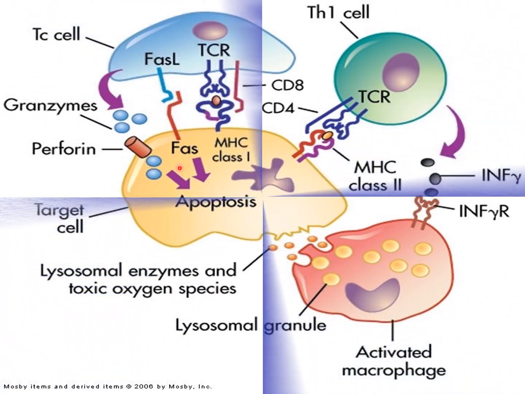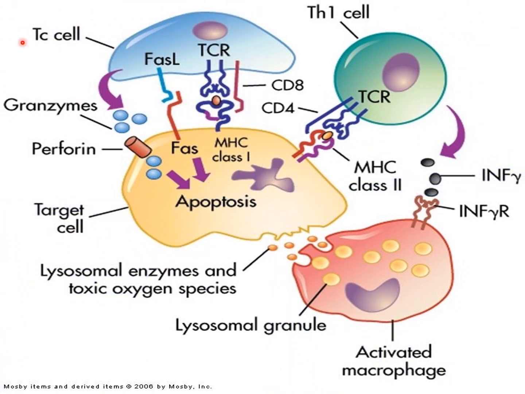So here we have this picture. Here's our cytotoxic T cell, our T helper cell, and our activated macrophages. Between the MHC class 1s and the cytotoxic T cells, the class 2 MHCs and the helper T cells, and the activated macrophage, all of these will actually form damage and cause apoptosis of the normal cells. This then results in the inflammatory response.